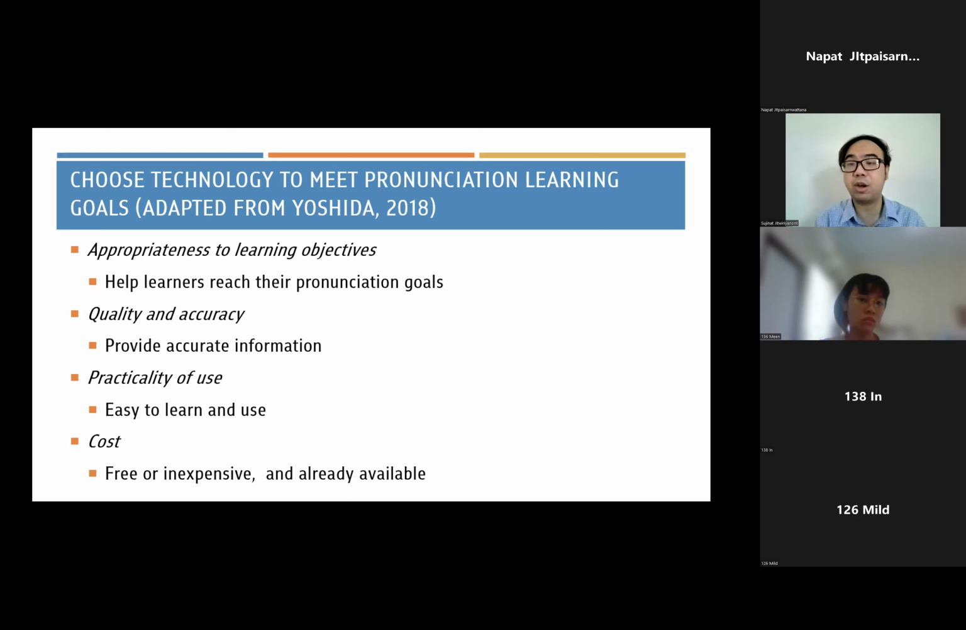And the last one is cost. It should be free and inexpensive because we have to use it in a practical way, so it would be very helpful if it is free of charge and inexpensive. And it is very easy to access. It is very easy to use. Like online would be a very good point.